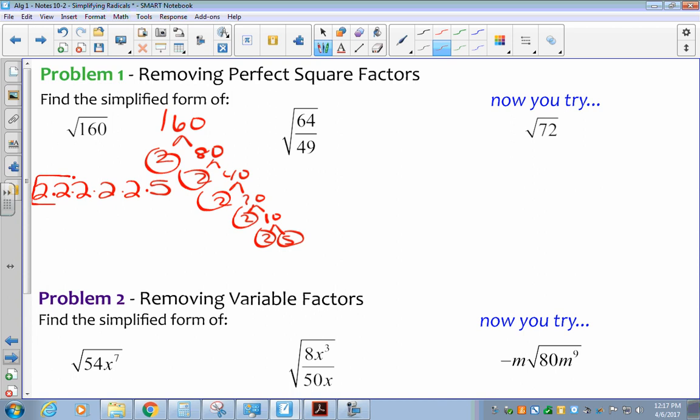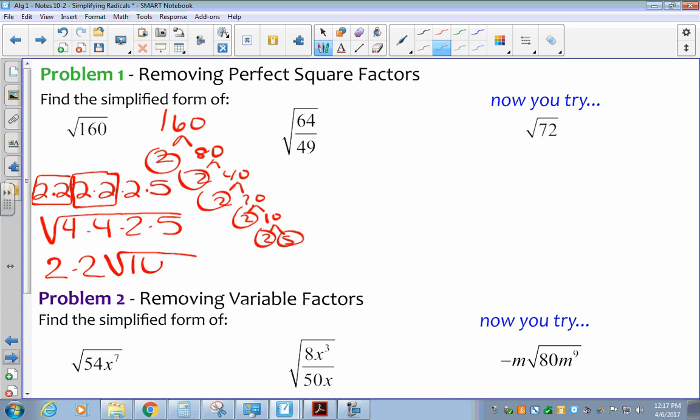Pair off our buddies, so groups of 2. So we're going to write this as square root of 4 times 4 times 2 times 5. What is the square root of 4? 2. Let's bring them out. And the square root of 4 is 2. And what is 2 times 5? 10. So the 2 and the 2 become 4, and the root 10, not a perfect square, doesn't even have a perfect square factor living in it, stays under the root.